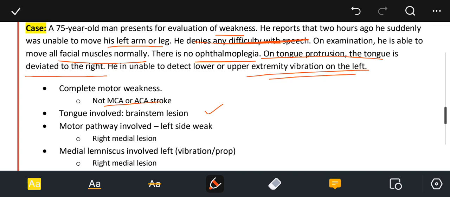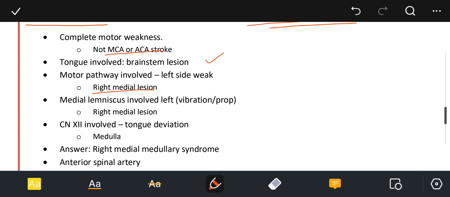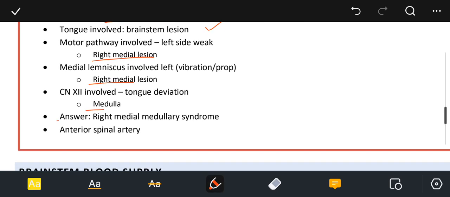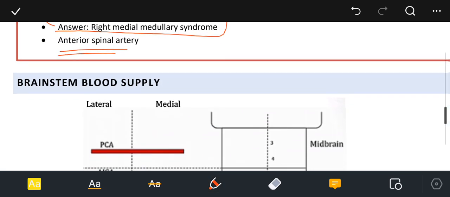Motor pathway is involved on the left side, which means there is a right medial lesion, because motor pathways are located medially. Then the medial lemniscus is involved, that is vibration and proprioception are gone, so it means there is a right medial lesion. Cranial nerve 12 is involved, that is tongue deviation, so it means the medulla is involved. So the answer is right medial medullary syndrome, and the artery that was occluded was the anterior spinal artery.